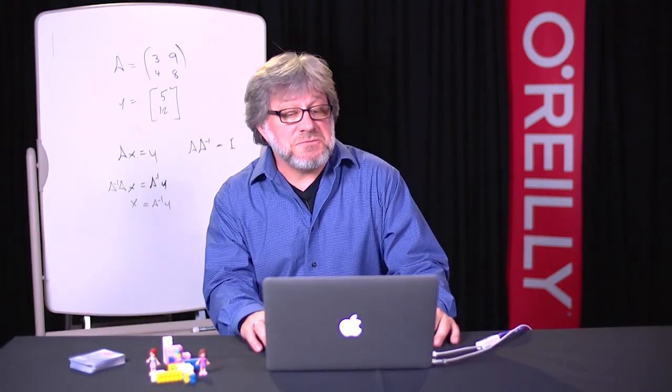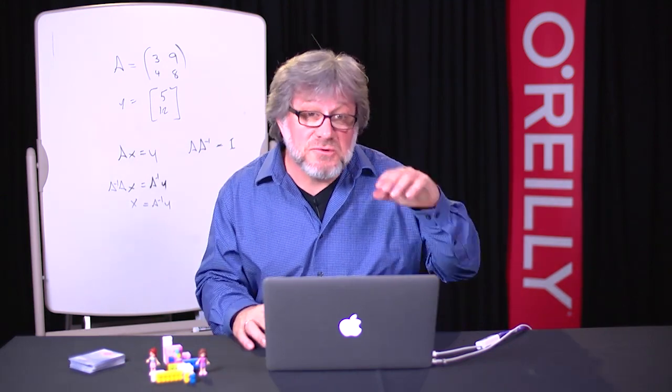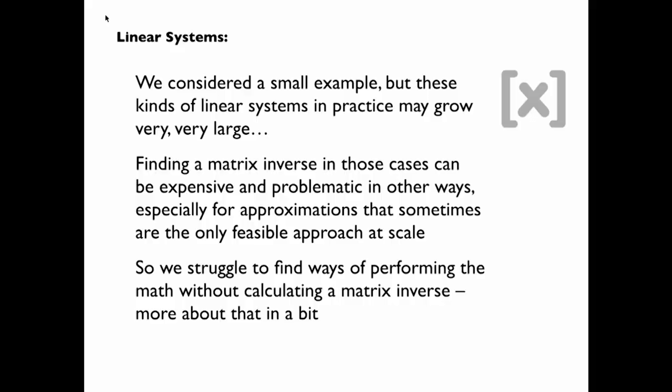Now, in terms of linear systems, I was showing a 2x2 matrix there. It's a relatively small example, about as small as you can get. These kinds of linear systems in practice tend to grow very, very large. Finding a matrix inverse in the case of having a really huge, enormous matrix may be expensive, it may be problematic in other ways, it may not be numerically stable, especially for certain kinds of approximations. So we struggle to find ways of performing the math without calculating a matrix inverse. And we'll get to some of those examples in a bit. But again, a matrix inverse may not always be what you want to use.